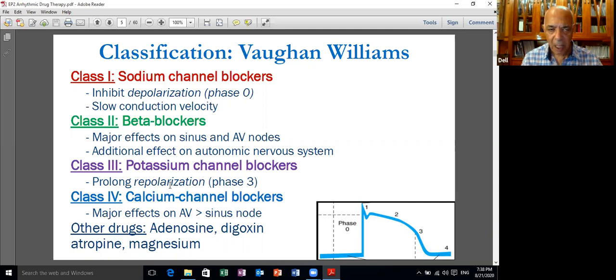And class 4, which is the calcium channel blockers, has its major effect on the AV node and, to a lesser extent, on the sinus node. There are other drugs which are not included in the Vaughan Williams classification, including adenosine, digoxin, atropine, and magnesium. And we will come to that.